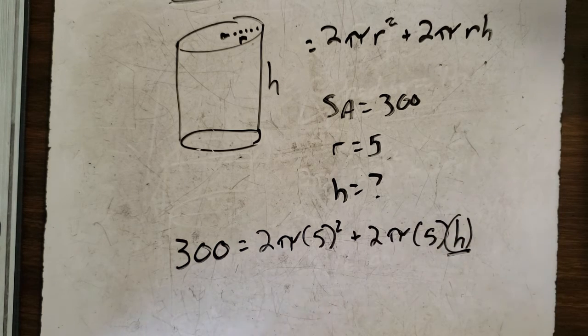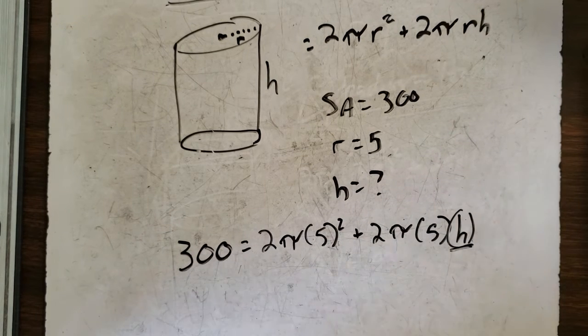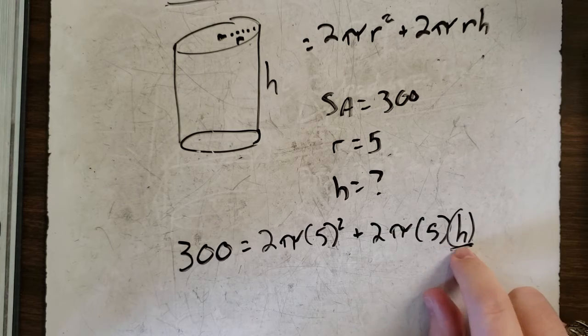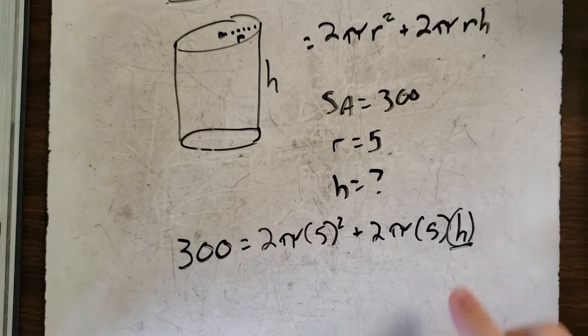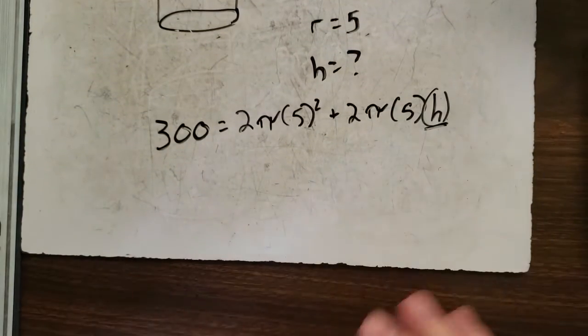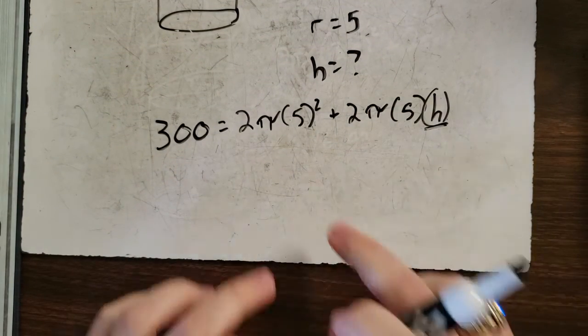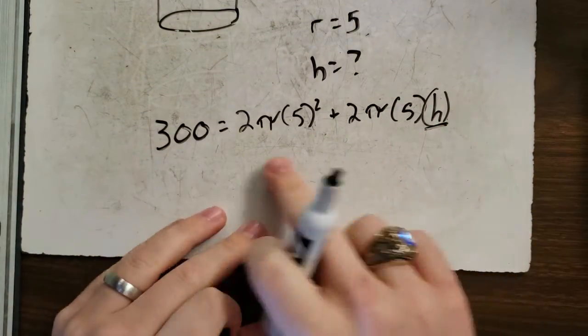So now it's just an equation, okay? Solving for the letter, okay? We have our surface area is 300. We need to work backwards and solve for h. So let's do that, okay? Follow along. First thing, do what you can do. You can do this right here.